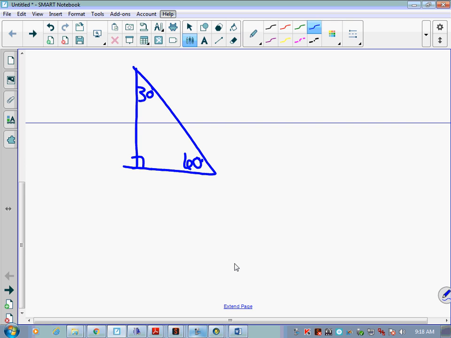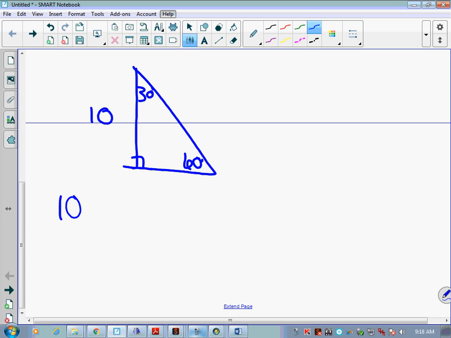Let's make this 10. What's the next thing I want to find? Short leg. What's my short leg? 5. And what is my side opposite 60? 5 radical 3. Good. Let's try another one. Let's make this just 10. How do I find my short leg? No, it's not 5.